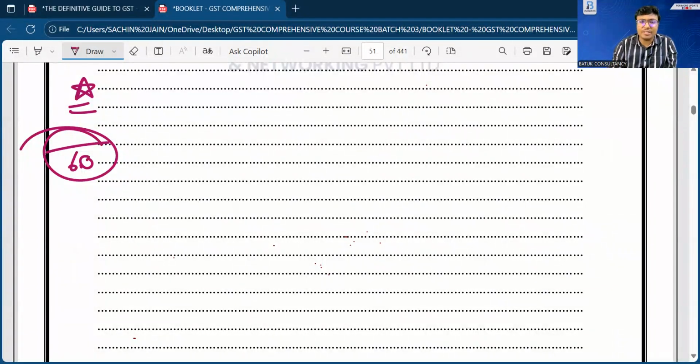Sir, the pure agent concept is simple: this expenditure is not my liability. I am paying on behalf of someone else, and I am paying this amount to someone else. In that case, the same will not be included in the calculation of the value of supply. That is the very simple concept.